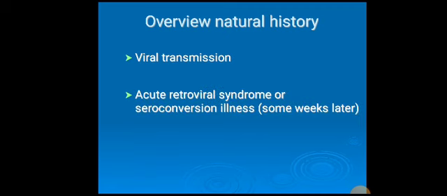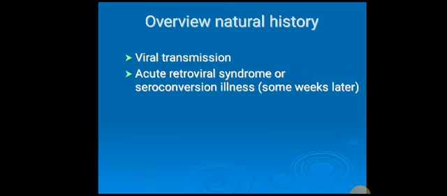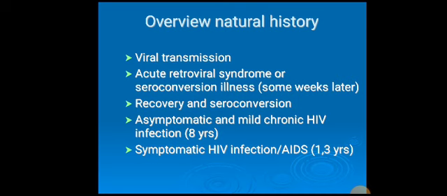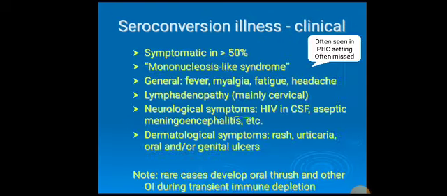Viral transmission, acute retroviral syndrome. As I said, the patient develops fever, skin rash, lymphadenopathy, and so on. Then recovery from seroconversion, and the patient becomes asymptomatic for 8 to 10 years. Then the patient will become symptomatic after a few years, and later on, as the disease progresses, without treatment the patient will die of HIV.